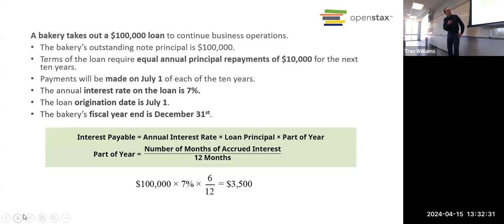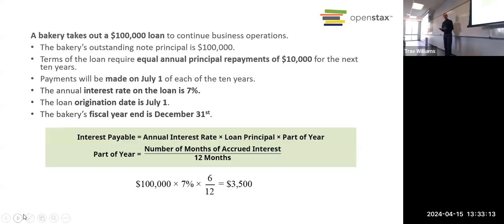So it says the payments are going to be made on July 1st each year. The interest is 7%. That is the annual interest rate. The loan was taken out on July 1st, which is right in the middle of the year, right? And this company's accounting period ends December 31st. Okay, so that means that at the end of the first year, they took out the loan in July, now it's the end of December. How much interest has accumulated? Only 6 months worth, right?